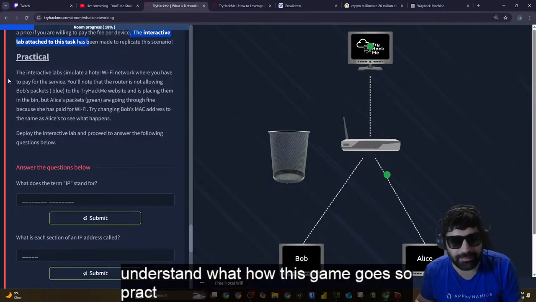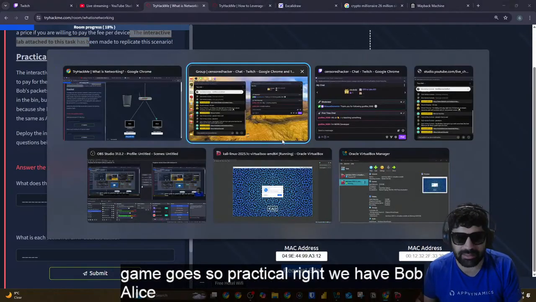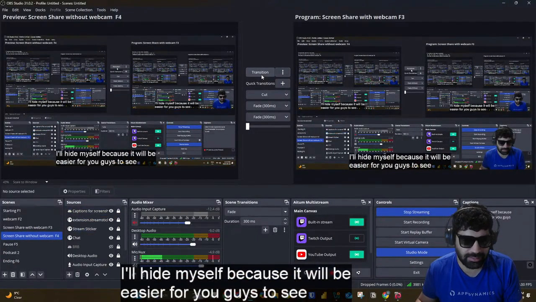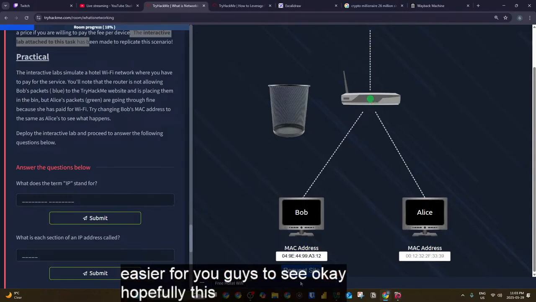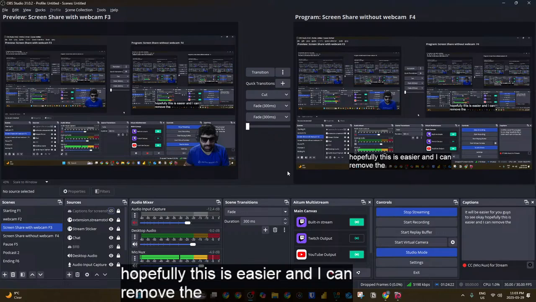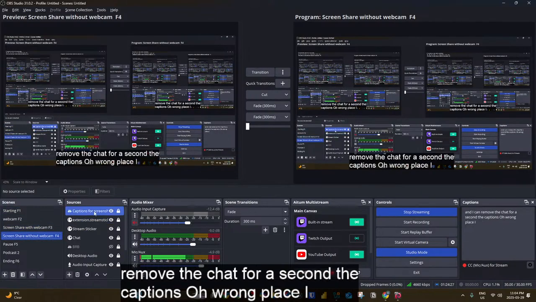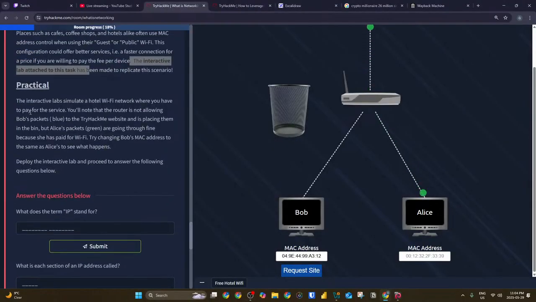So practical, right? We have Bob, Alice. I'll hide myself because it will be easier for you guys to see. Okay, hopefully this is easier. And I can remove the chat for a second, the captions. Oh, wrong place I removed it from. My bad, lads.